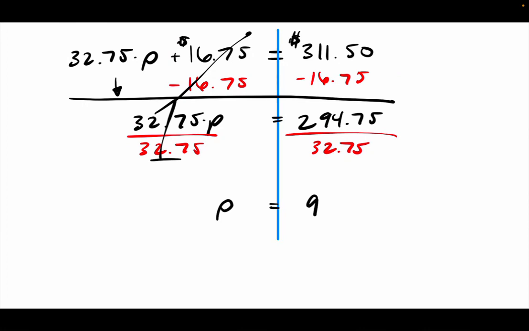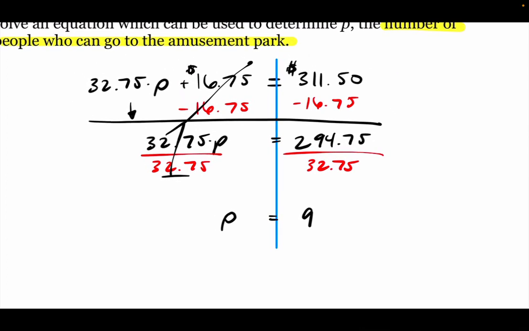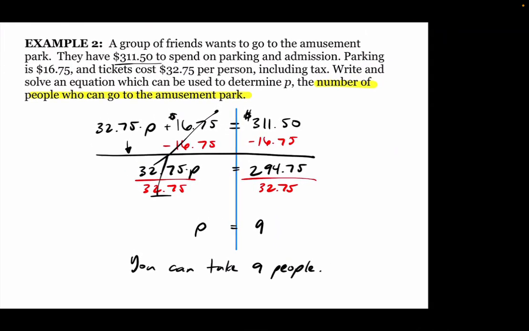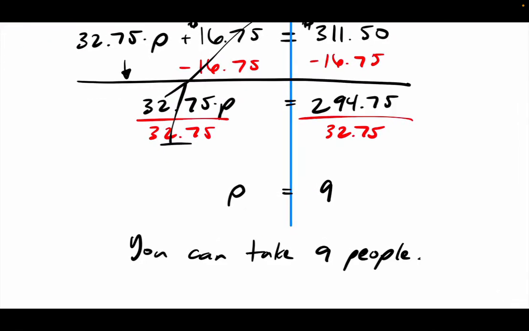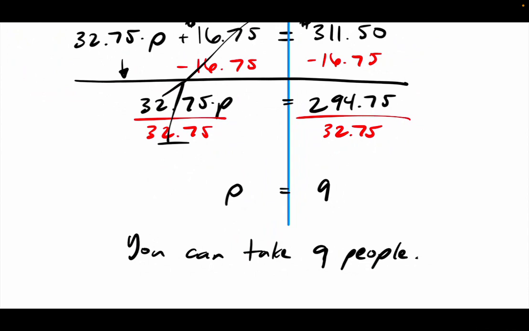What does 9 mean? How many people you can take. Yep, it's going to be a packed car. You can take 9 people. Or a group of friends. So you could take 9 people. Done.